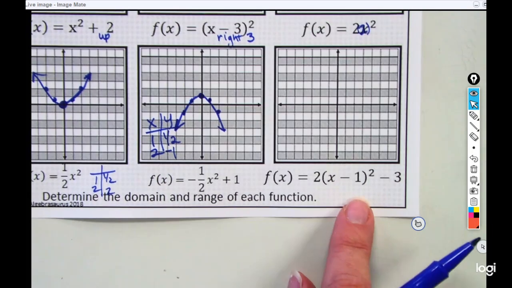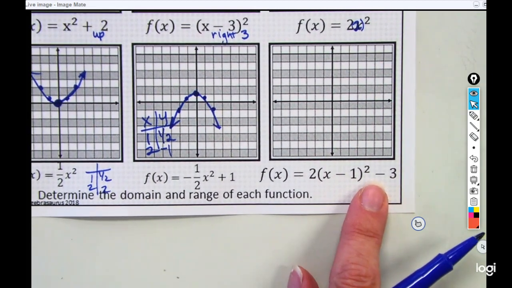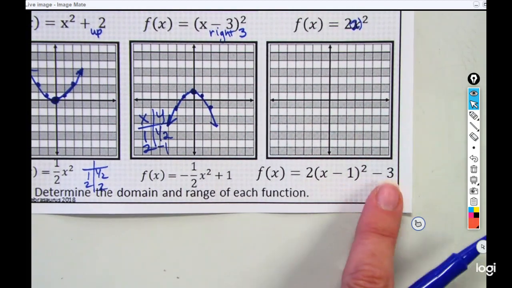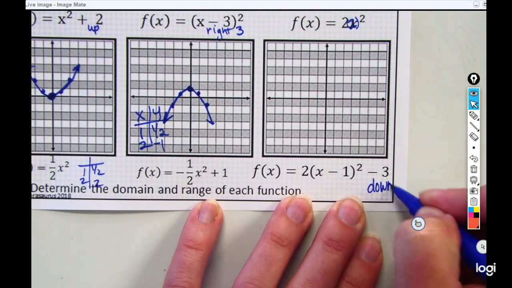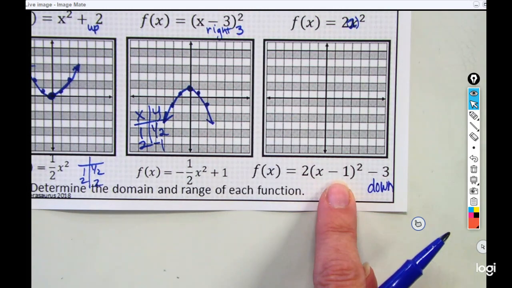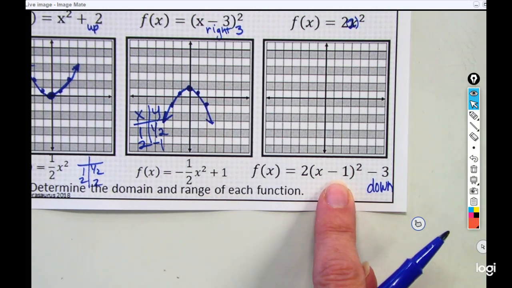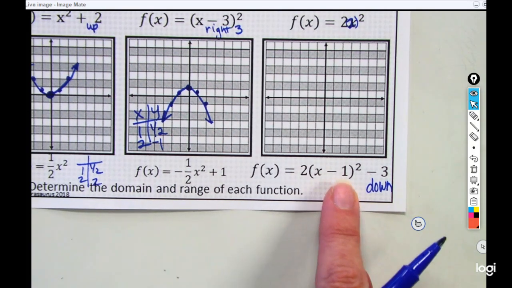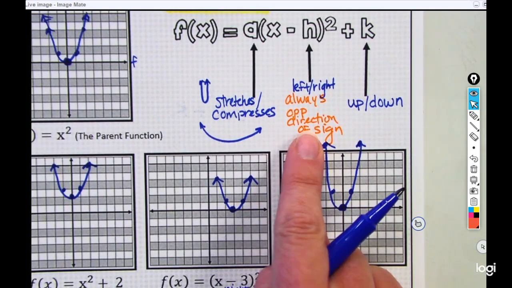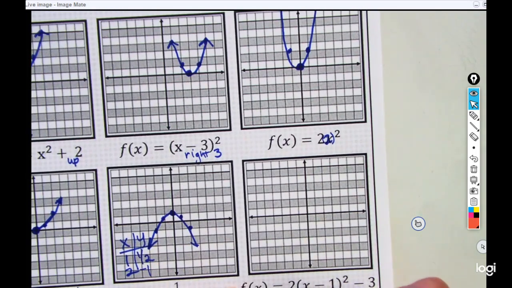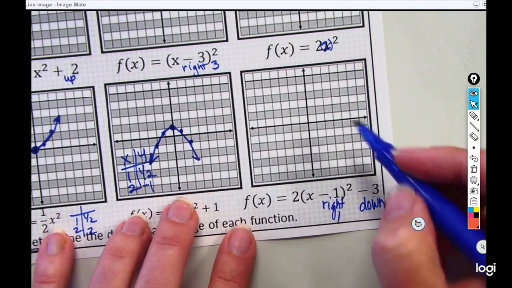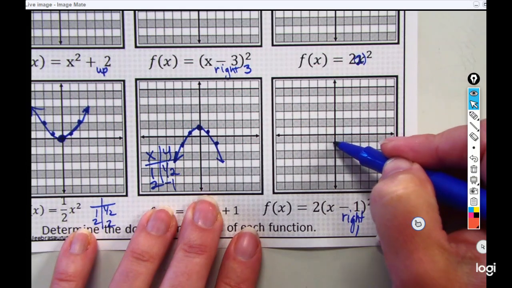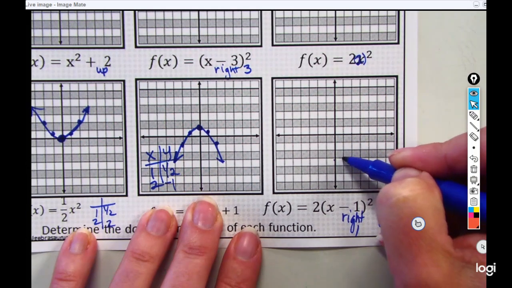All right, this does 2 things. What does the minus 3 do to our vertex? Moves it down 3. How about that minus 1 inside the parentheses? Right or left? Always the opposite direction. Yeah, so this is going to be a right one. And that's hard to remember. So down 3. So from the origin, we're going to go down 3. And we're going to go right 1.